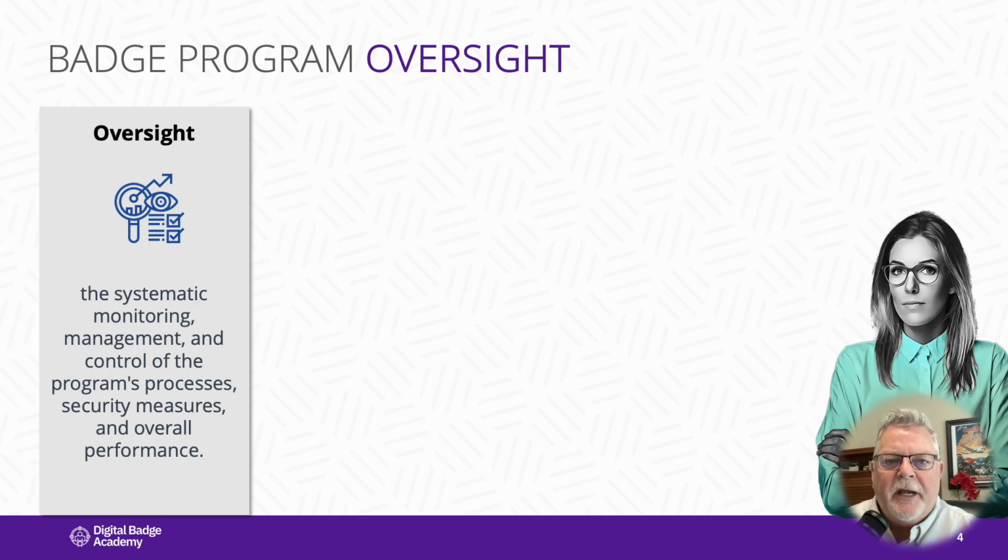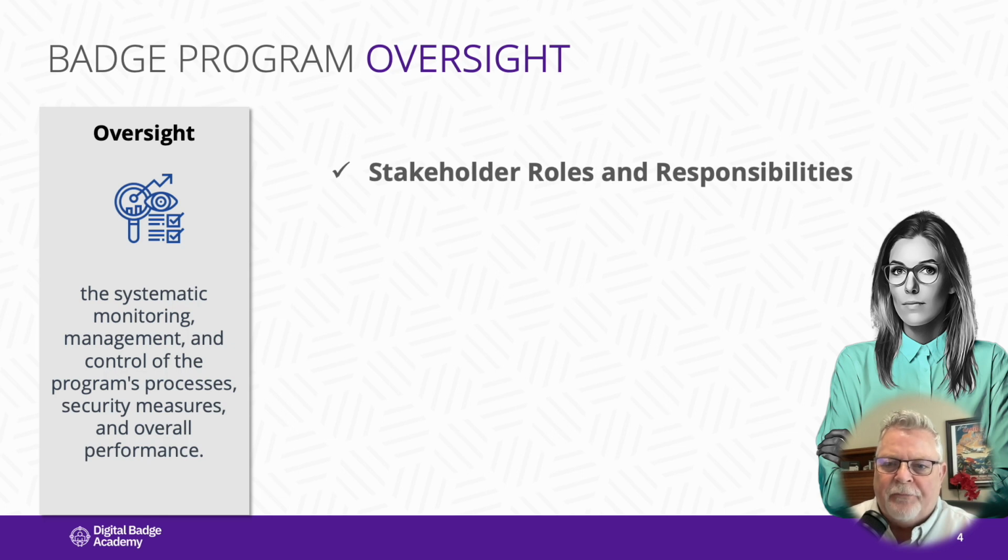So let's start with the area of governance related to oversight. And one of the first things that you'll find yourself needing to deal with is stakeholder roles and responsibilities. So what this deals with is really clearly defining the roles and responsibilities of different stakeholders that are going to be involved in the program. And that can include program managers, badge issuers, badge earners, employers, educational institutions, business units within your organization, any other relevant party. So this is going to ensure that everyone understands what their level of contribution should be, as well as what level of accountability that they will have in the success of your program.